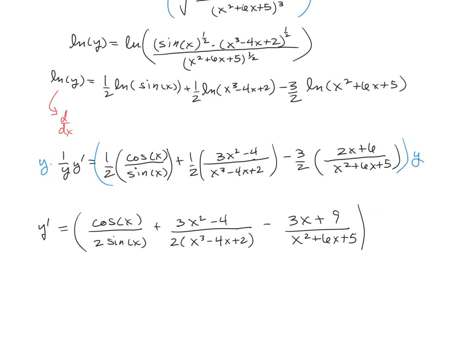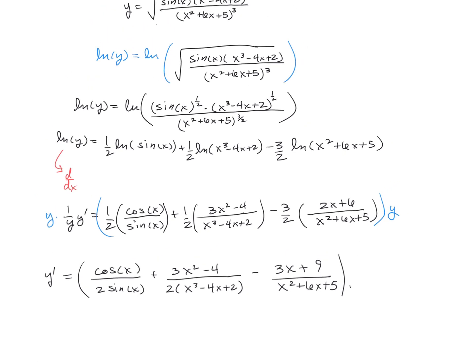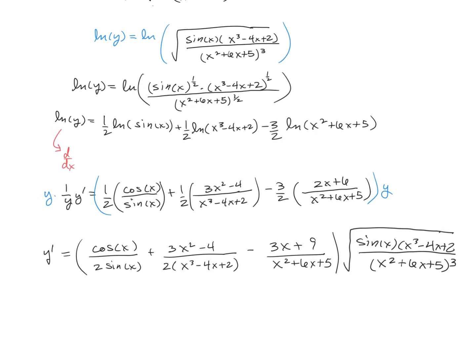And this whole thing is times our y, which was the ugly square root of the sine of x times our x cubed minus 4x plus 2 over our x squared plus 6x plus 5 to the 3rd power. And that right there is the derivative of that function, which is not a pretty derivative. But the good news is we found it. We found our y prime.